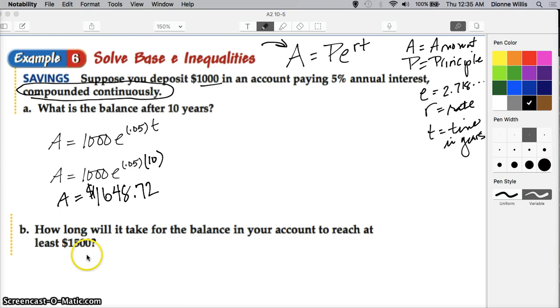Let's look at part B. How long does it take for the balance in your account to reach $1,500? We know it's going to be less than 10 years, right? So this is how we'd handle that. We set up the $1,500 as the amount we're searching for. And then we're going to put in all the other information. We need to start off with the same amount, $1,000, e to the, remember we're putting it in at a rate of 5%, but the T is what we're looking at.